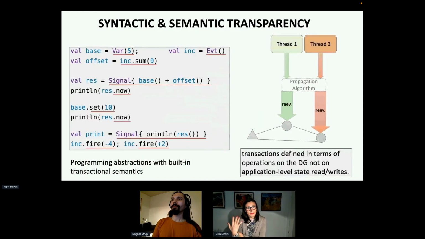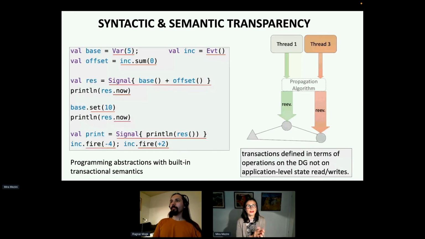Now the fact that this concurrent execution can happen without aborts, which we can guarantee, means that there is no observable difference between the behavior of the application running in a single-threaded and in a multi-threaded environment. That's what I call semantic transparency. I cannot see any semantic difference. And REACTIVES also ensures syntactic transparency.